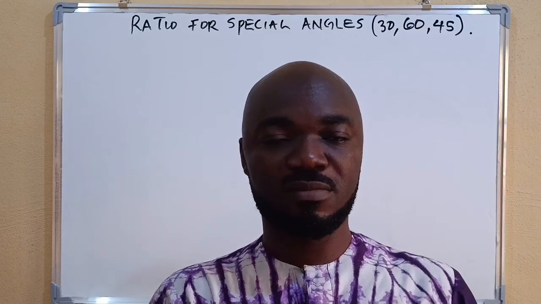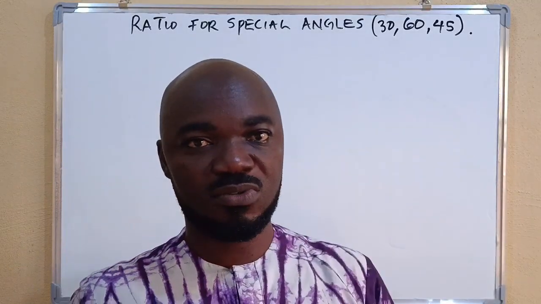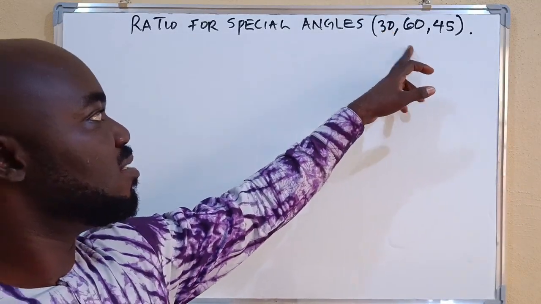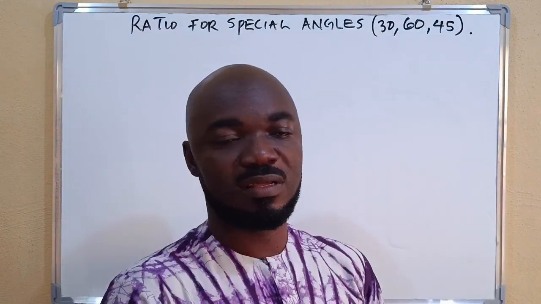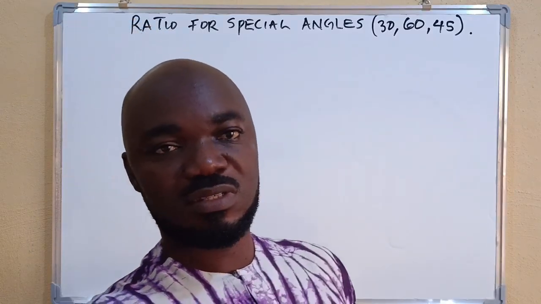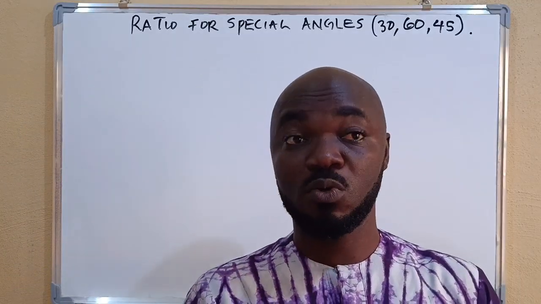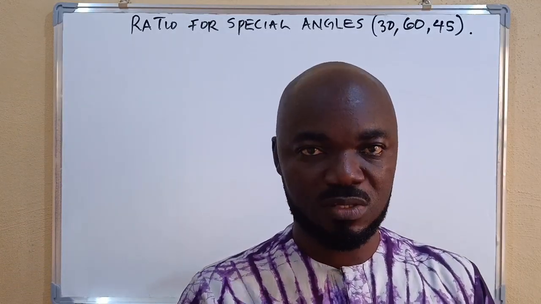Okay, you're welcome. Today's class will be based on ratio for special angles. Basically, angle 30, 60, and 45. So we're going to talk about the sine, cosine, and tangent for the ratios of these angles. So sine 30 is half, 1 over 2. Cos 30 is root 3 over 2, and all of that.